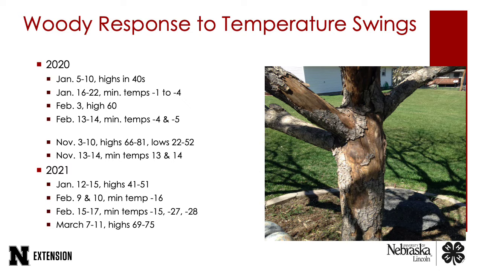February 15 to 17, we had minimum temperatures of minus 15, minus 27, minus 28, so extremely cold. And then in the second week of March, we were back up with highs in the 69 to 75. So what happens with temperature swings like this, particularly when they occur in the fall, like in November, is that those cold temperatures will actually kill vascular tissue that is not fully hardened off.